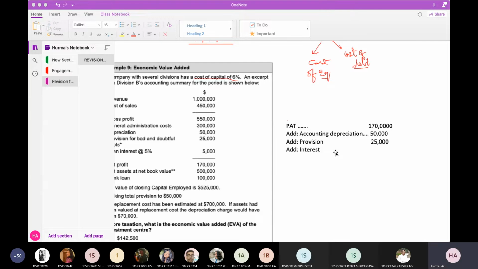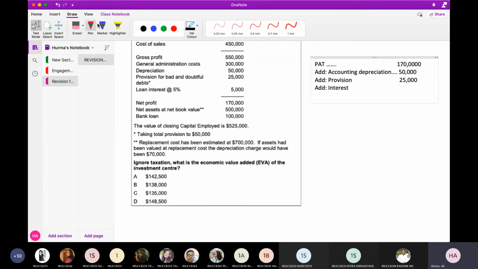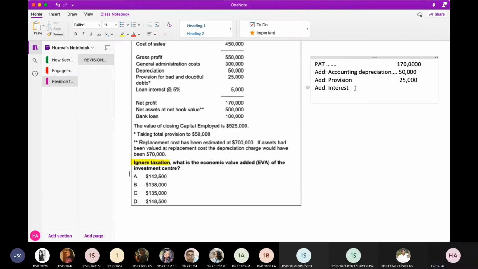They have asked us to ignore taxation, okay? That's why we are not going to make it net of tax. Did you guys see here? They are asking you to ignore taxation. So I'm just putting this in brackets, ignore tax. You can do this in your exam also. If you want to give a note, please feel free to give a note.